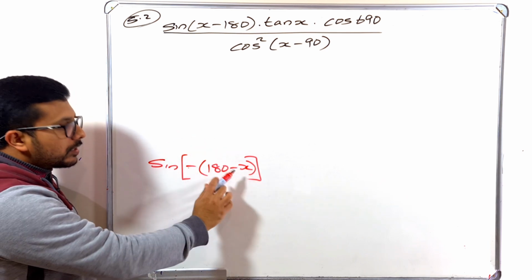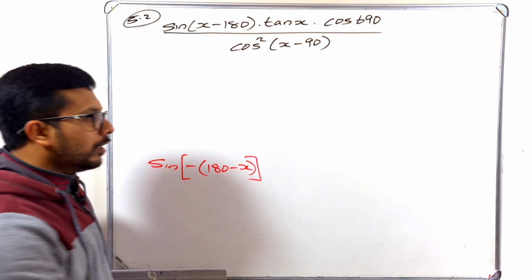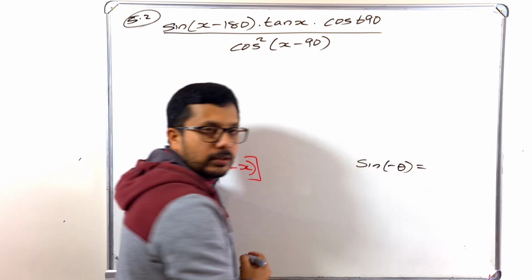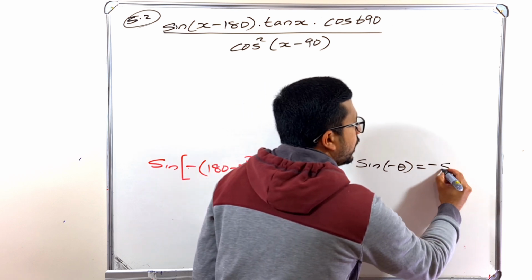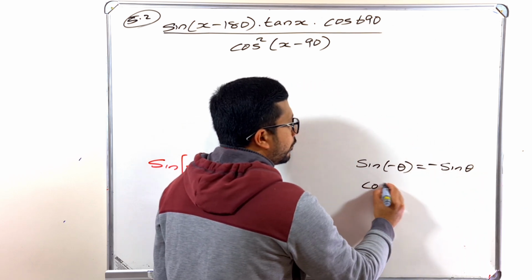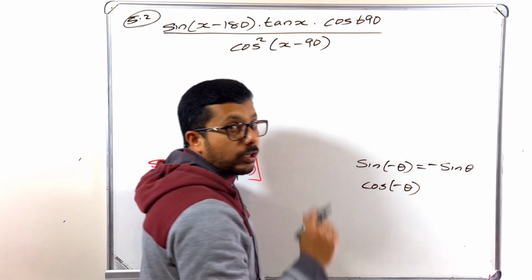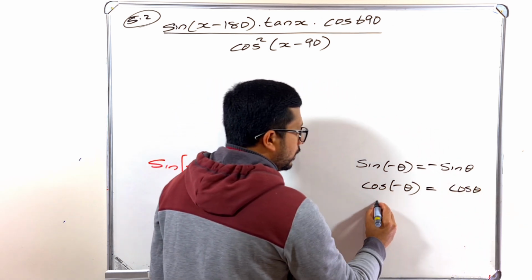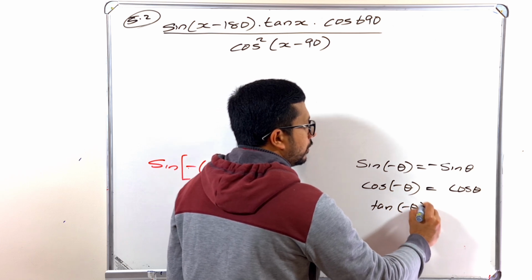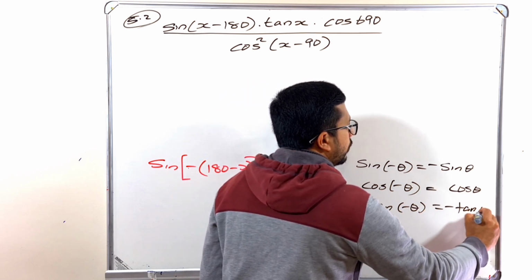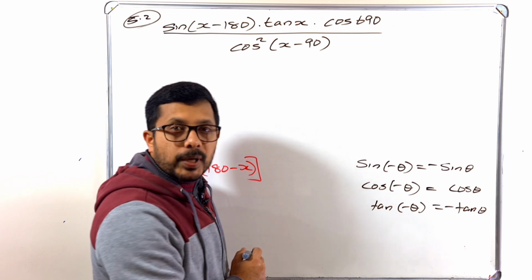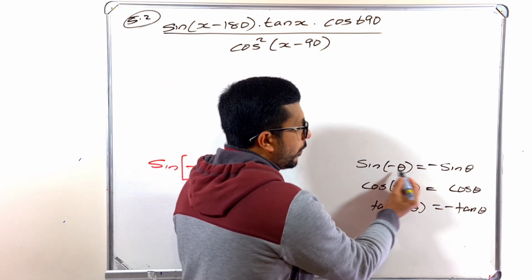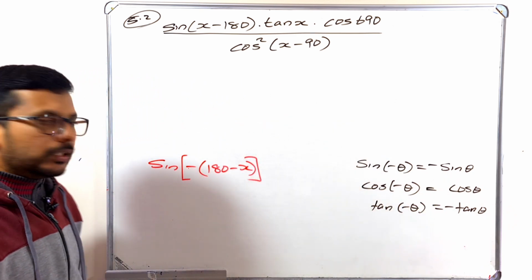Okay, now what is this one? For that you have to understand something. Sine of minus theta, do you remember this one? What is sine of minus theta? Minus sine theta. Cos of minus theta, it's not minus cos theta, it is positive cos theta. Then tan of minus theta is minus tan theta. The only difference is in the case of cos of minus theta, instead of minus cos theta it is positive cos theta. Anyway, sine of minus theta is minus sine theta.